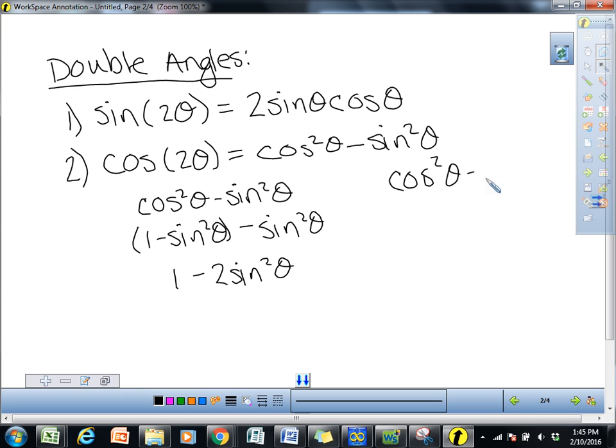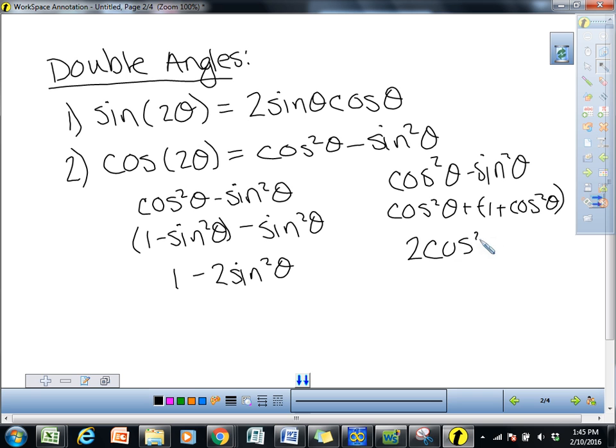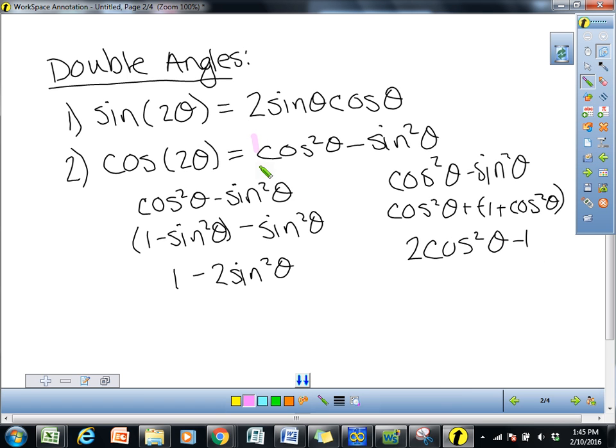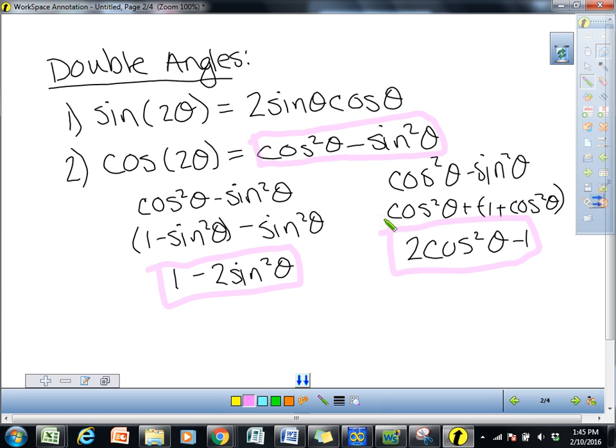Or we can do the same thing with sine squared theta and replace that with 1 minus cosine squared theta. Make sure that you distribute your negative, and that turns into 2 cosine squared theta minus 1. So all three of those mean the same thing for our cosine double angle formula. And we're going to use all of them whenever it's easier.